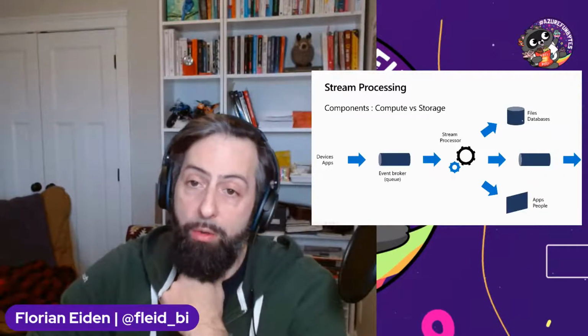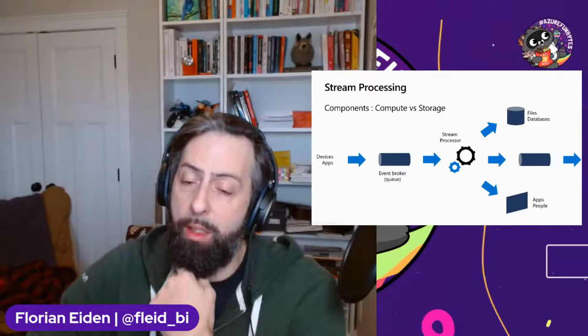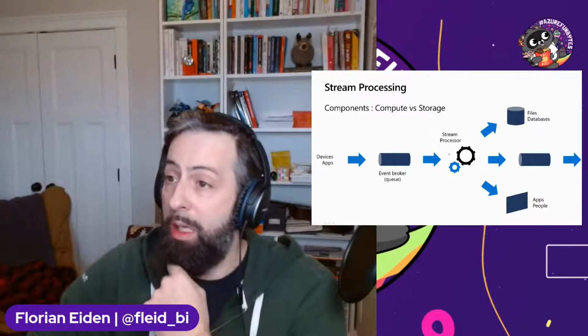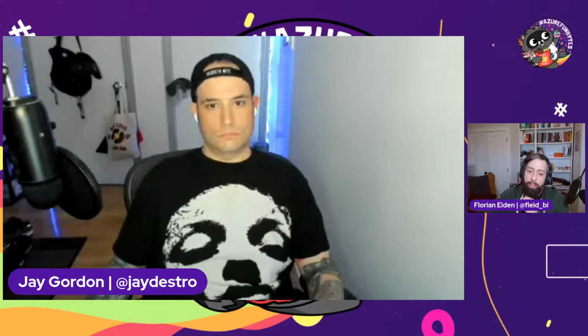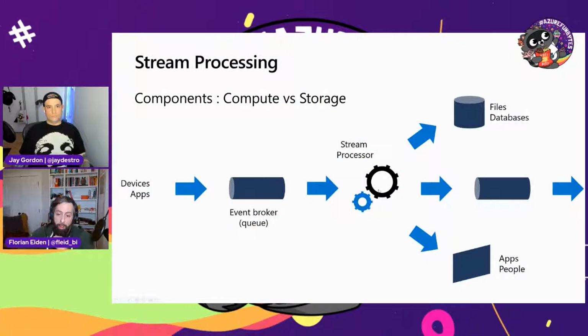From the stream processor, of course, you can go out to a file, a database, or to apps and people, but most stream processing architecture pipelines will have multi-layered pipelines with compute and storage layers one after the other. So Event Hub, and we'll see how that maps to the Azure services: Event Hub, Stream Analytics, Event Hub, Functions, etc. That's the expected pattern when looking at stream processing.